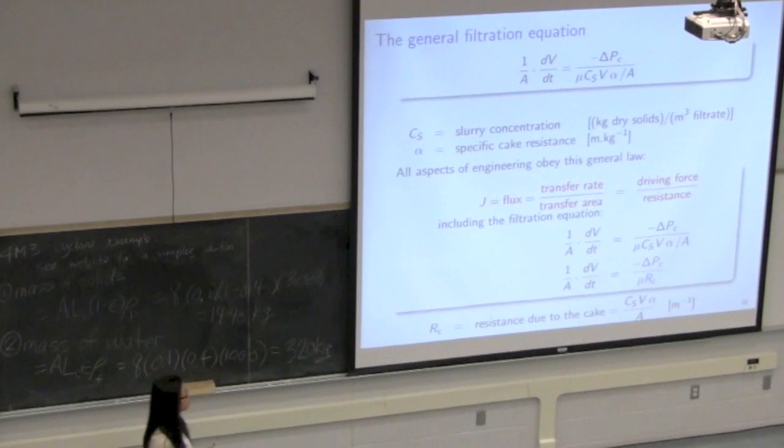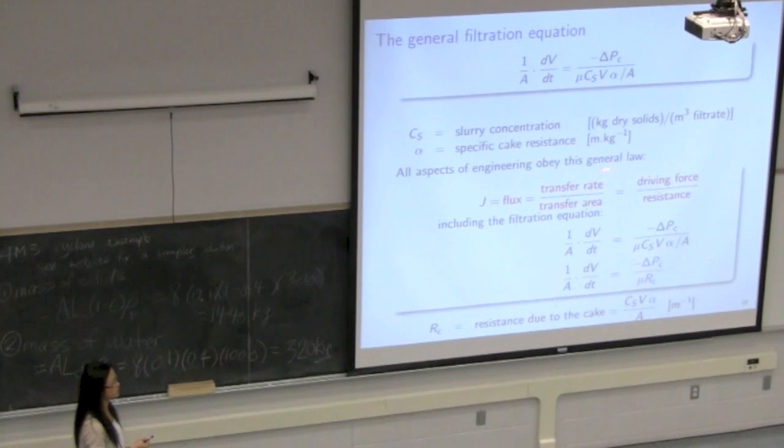Engineering law, it's really important to us. It's flux, so just to review, it's transfer rate over the transfer area, and that's also equal to the driving force divided by resistance. If we apply this to our filtration equation, it's in the same format too. We've got our transfer rate dV over dt, and then over our transfer area, which is our cross-sectional area of the cake, and that's equal to our driving force, which is the pressure drop across the cake, and then our resistance, which is our cake resistance right there. We can substitute that with RC, resistance due to the cake, with units of 1 over meter.